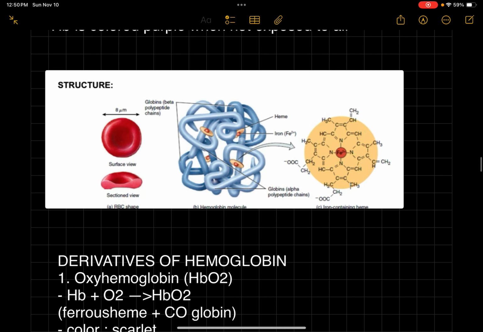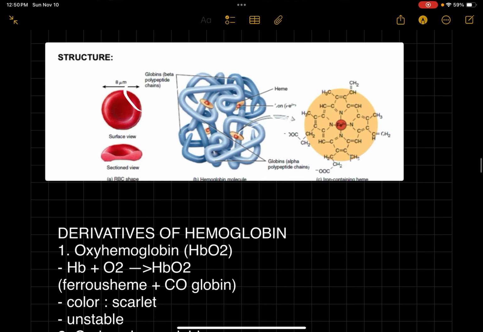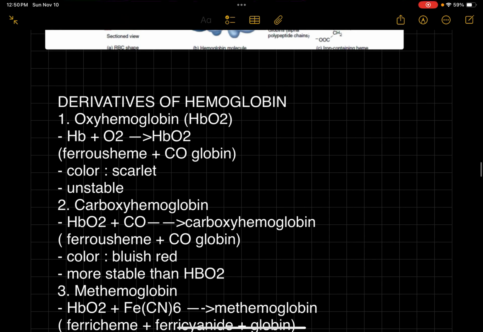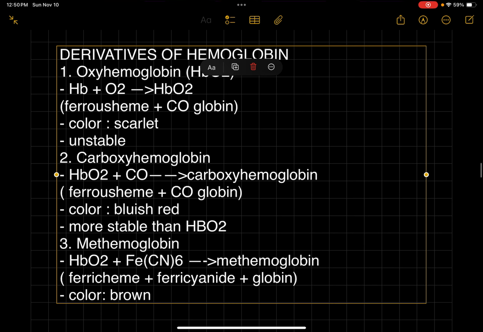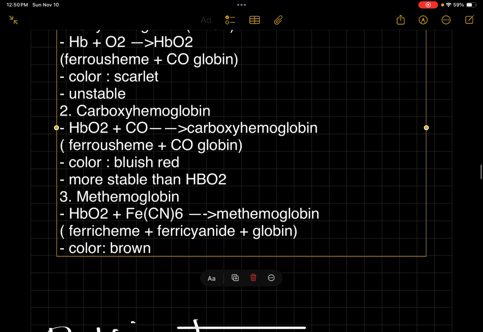We have the structure, this one, the surface view and section view of the RBC. We have globin or beta polypeptide chain. We have 4 hemes, and then the iron, and within the heme, this is the structure, iron-containing heme. Then derivatives of hemoglobin: oxyhemoglobin, Hb plus oxygen, HbO2, ferrous heme plus CO, globin, color scarlet, unstable.